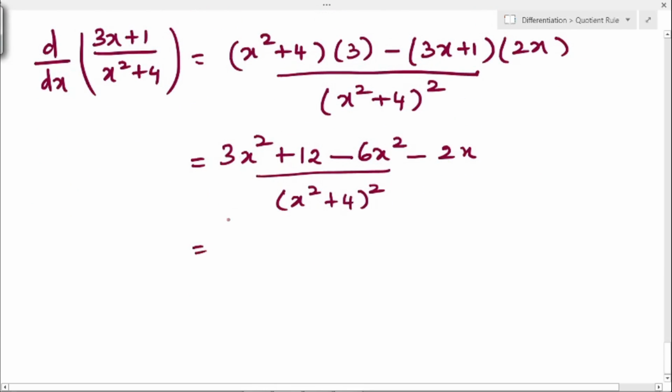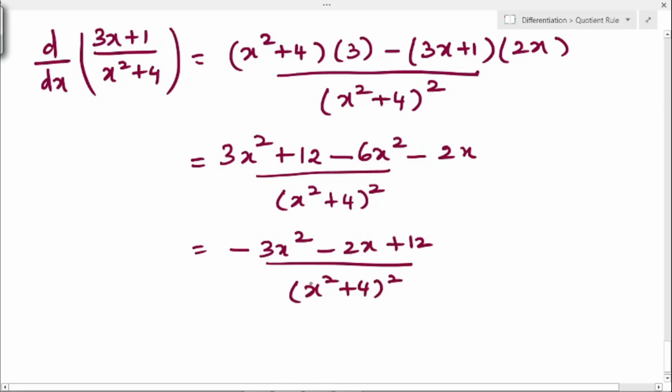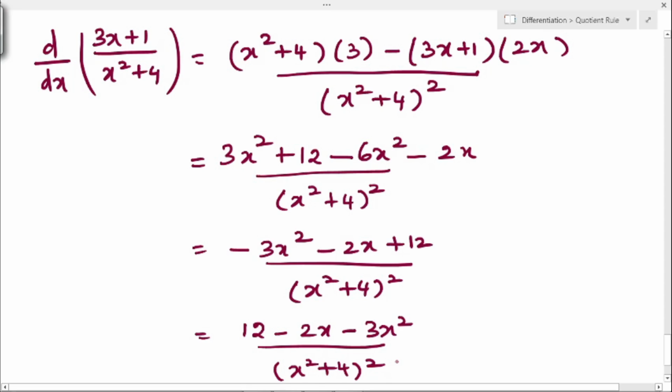So the answer is, here we have 3x² minus 6x². If you subtract, you will get minus 3x², and we have the x term, that is minus 2x plus 12, divided by (x² plus 4) the whole square. So we will rewrite this as 12 minus 2x minus 3x², because we have to write the positive term first. So 12 minus 2x minus 3x² divided by (x² plus 4) the whole square. So this is the derivative of (3x plus 1) divided by (x² plus 4).